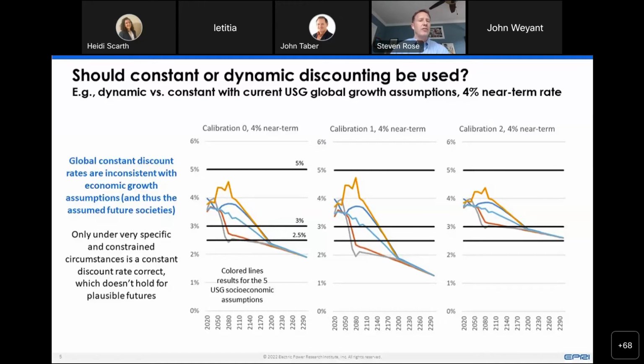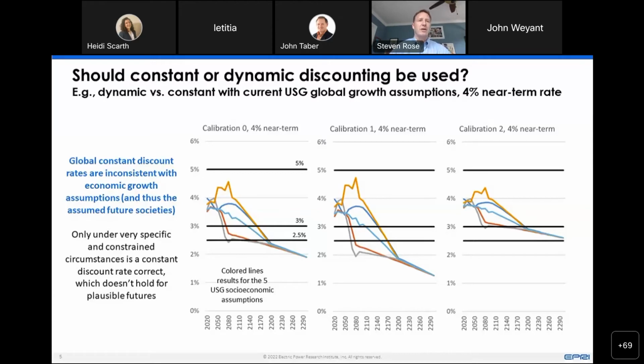You see the dark black lines horizontally across each of these charts. And we're comparing the dynamic discounting that would be consistent with the economic growth assumptions that are currently used in the interim estimates for the Biden administration. We can see that the lines are very different, the colored lines from the black lines. And we can see in particular, as an example, that a 3% discount rate would essentially be under-discounting the estimates, particularly over the first century or century and a half, which is essentially the primary element in any net present value calculation.